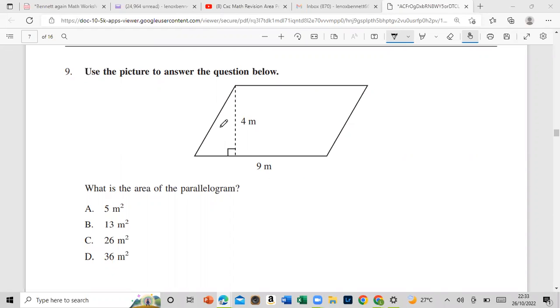Alright, so the formula is the area is equal to the base times the height. So as discussed, the base is the one we sit on, and that's 9. And we multiply by the height, which is 4. So this is indeed 36 meters square.